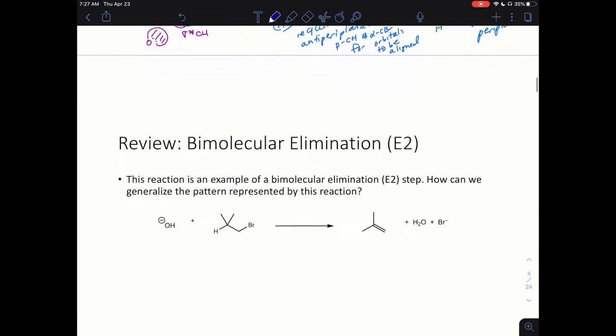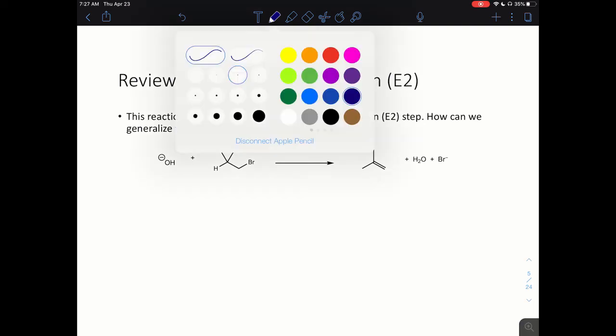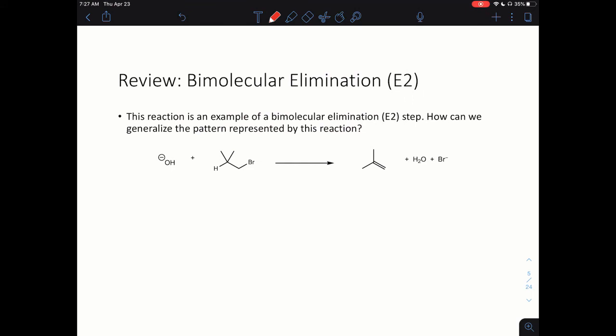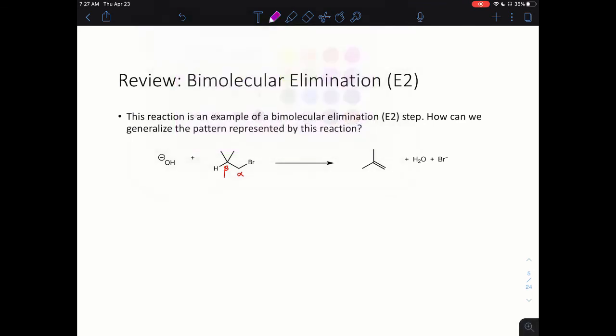It's your turn now to be sure that you understand what we've been discussing. So go ahead and generalize the pattern represented by this E2 elementary step. Label as much as you can, draw the curved arrows, and then we will discuss. What I really want you to be able to do as a starting place is to identify the alpha carbon, identify the beta hydrogen, and be able to draw the curved arrows.